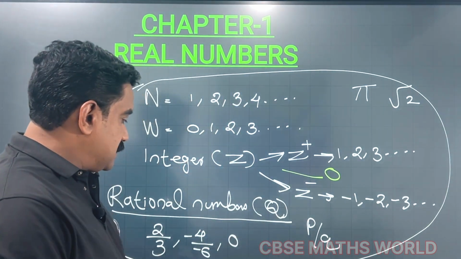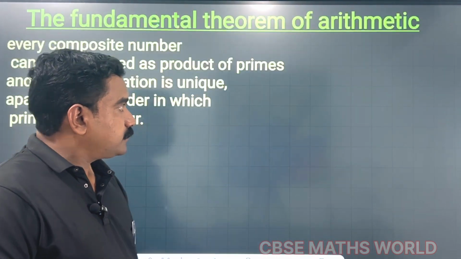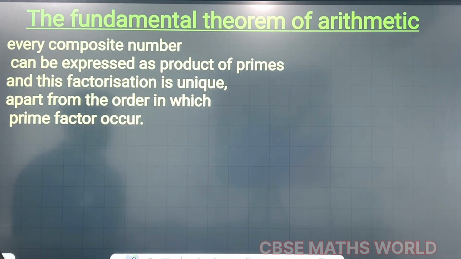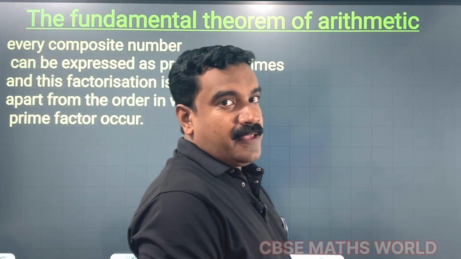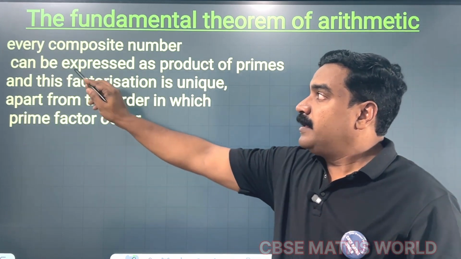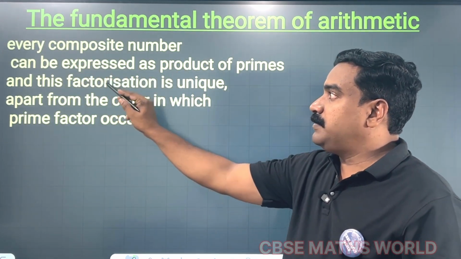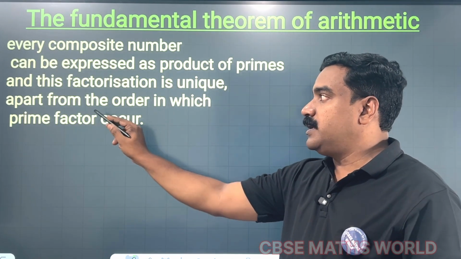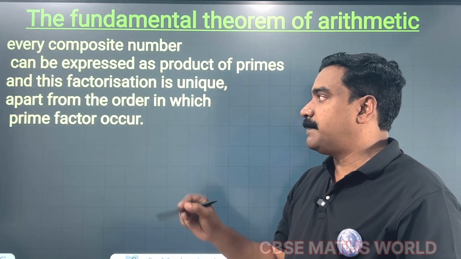Okay, let's discuss the next topic: the fundamental theorem of arithmetic. What is the fundamental theorem of arithmetic? This is a very, very important one. Look here. Every composite number can be expressed as a product of primes, and this factorization is unique apart from the order in which the prime factors occur.